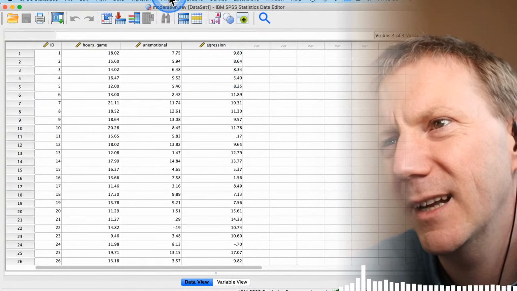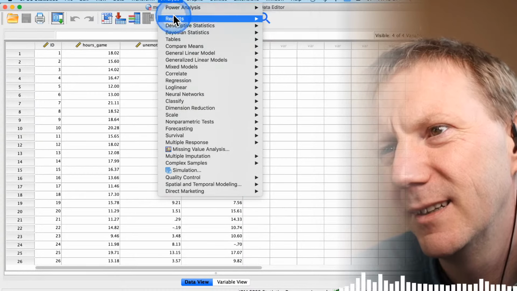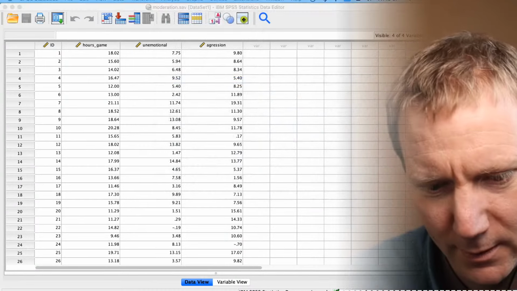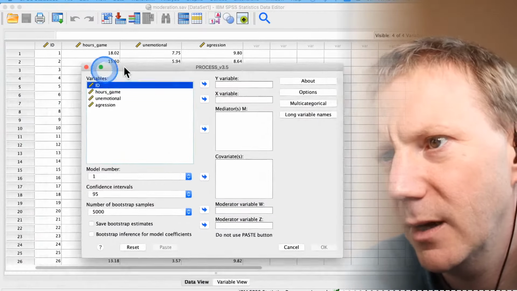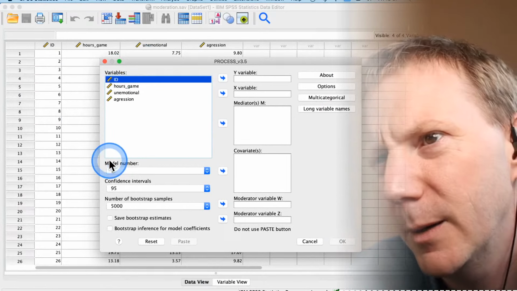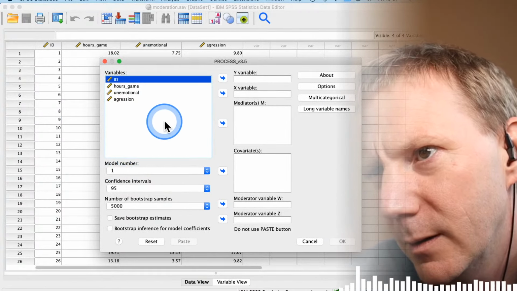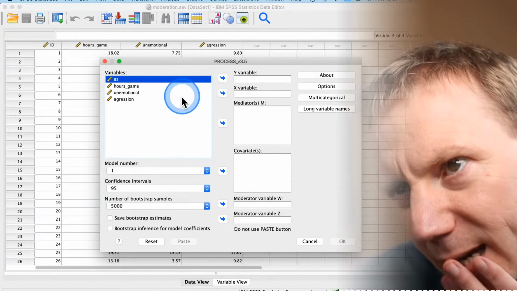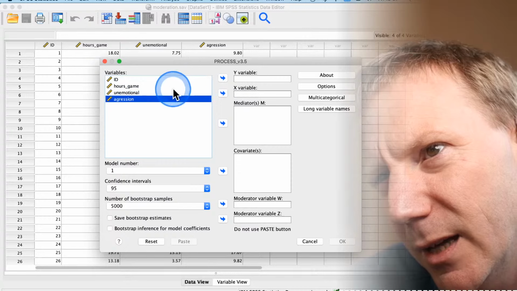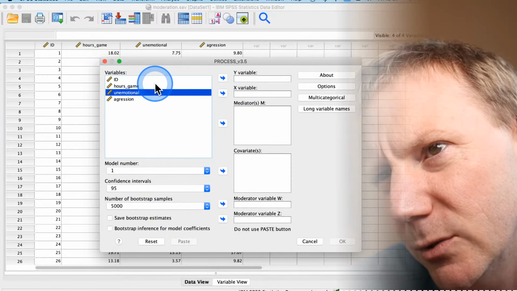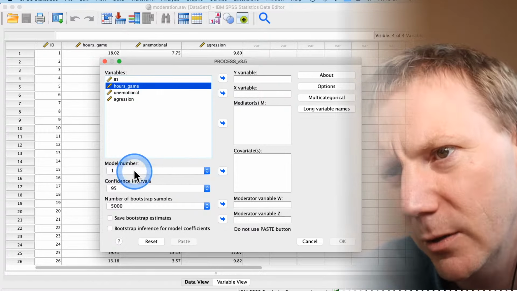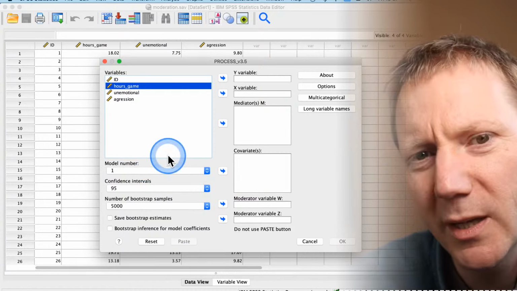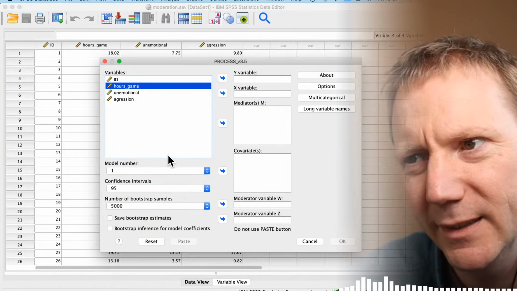Analyze, regression. Analyze, indeed, and then? Process, regression process. I've got PROCESS installed already, and this comes up in my other screen. I guess the model number is different now, right? Because 4 was mediation, so it's probably not that number. We have the aggression, the unemotional traits, and the hours of gaming. So indeed, the model number is different. Do you know which number it needs to be? I think it's 1. Yes, it's 1.